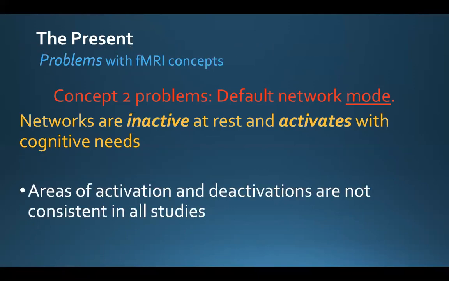Areas of activation and deactivation are not consistent in all studies. If you do a certain task, group A will tell you it's in one location, group B will tell you it's a different location, group C in a different location. Well, it should be all in the same location. You should find the same thing in all studies by all people. But in reality, that is not the case.